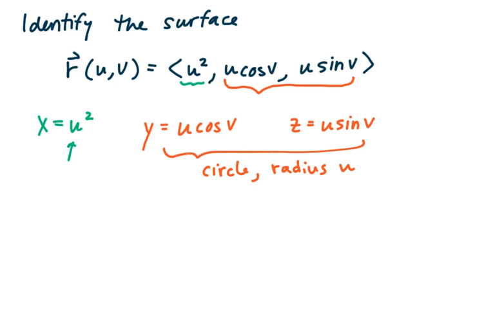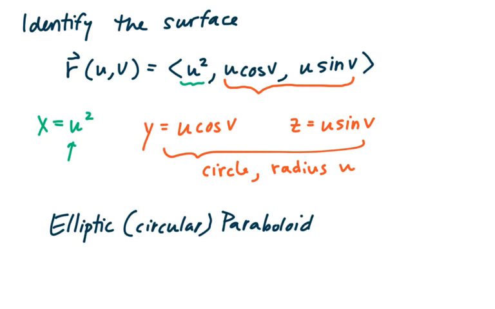A parabola and a circle, when they come together, thinking about those quadric surfaces we talked about at the onset of the semester, it's an elliptical or circular paraboloid. So again, this is mostly intuition that I'm using here, but we want to be able to visualize this. Understand that this is not an exact science where I can say you're going to do it the same way every time.